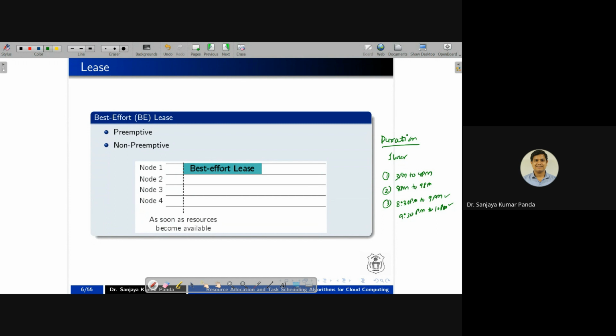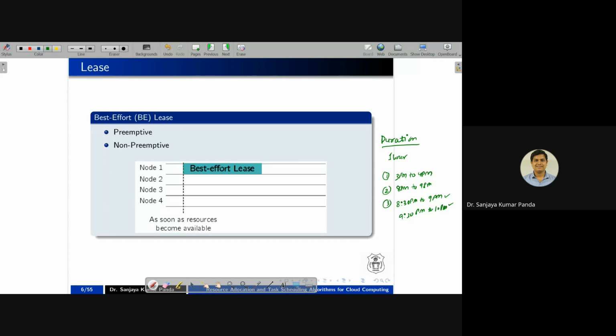And priority means what, you can say here. Assume that a best effort lease is assigned somewhere, right? Then if an advanced reservation lease arrives in the system and it is demanding the resources which are occupied by the best effort lease, then the best effort lease is going to be preempted. So the best effort lease has to release the resource, and the advanced reservation is going to occupy it.